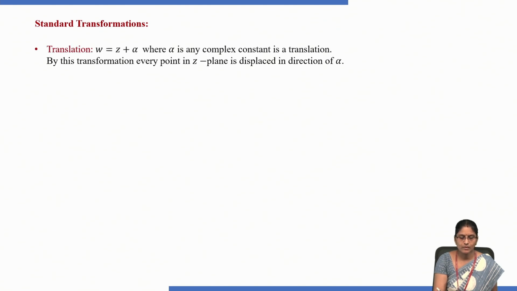Next, some standard transformations we are discussing now. W is equal to Z plus alpha, where alpha is any complex constant. This type of transformation is translation. By this transformation, every point in the z-plane is displaced in the direction of alpha.